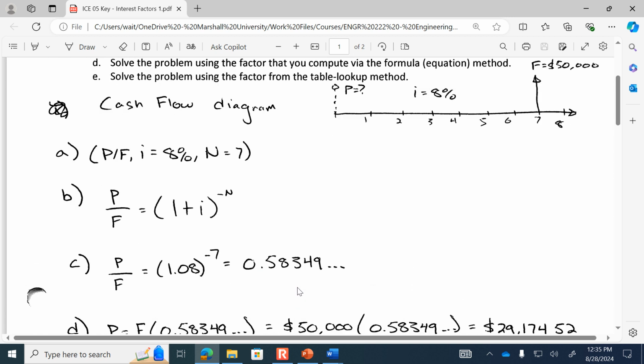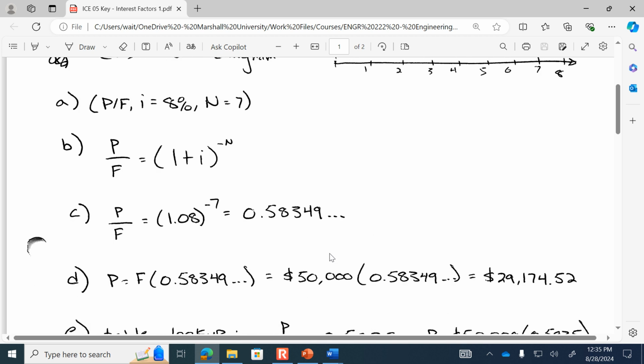And what's the value of the ratio? I only wrote it here to 5 digits, but then I have this ellipsis, the dot, dot, dot, which implies that there's additional precision and more numbers that I've kept in my calculator. I didn't round off inside the calculator so that when I multiply 50,000 by that amount, it's going to be accurate to the nearest penny. So 29,174 and 52 cents. Anybody else get the same value?